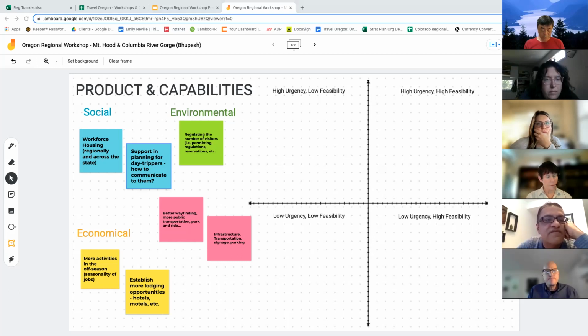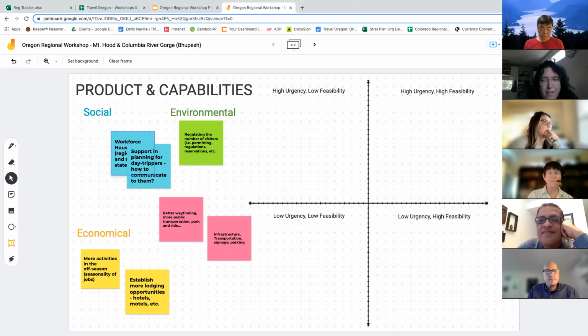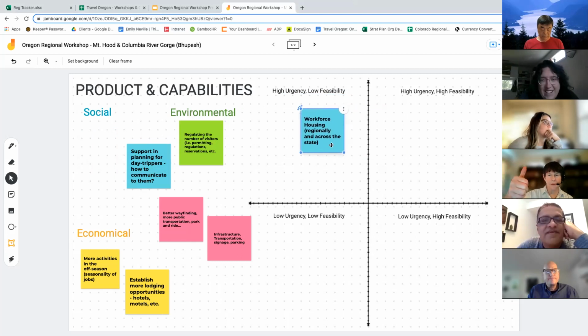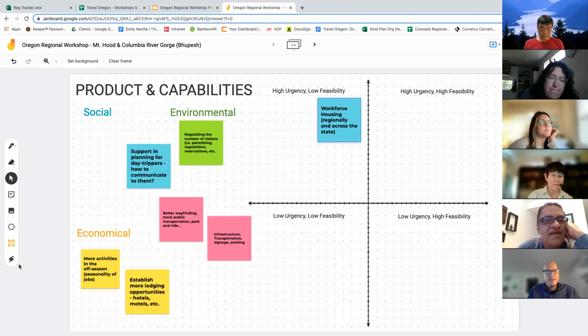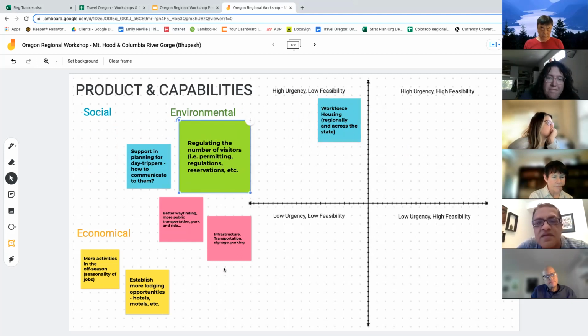Let's look at workforce and housing. Where would you take that? The first one, I would say high urgency, low feasibility, because it's harder. Okay. Then we had, I can't read that fully. It's a little too small for me.